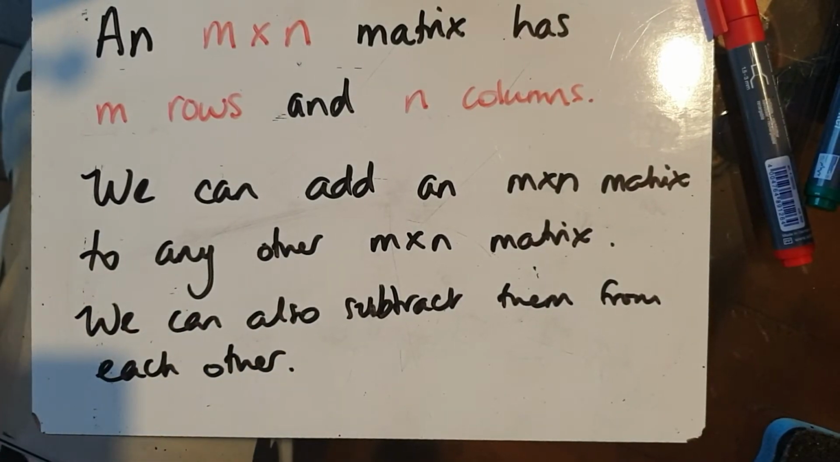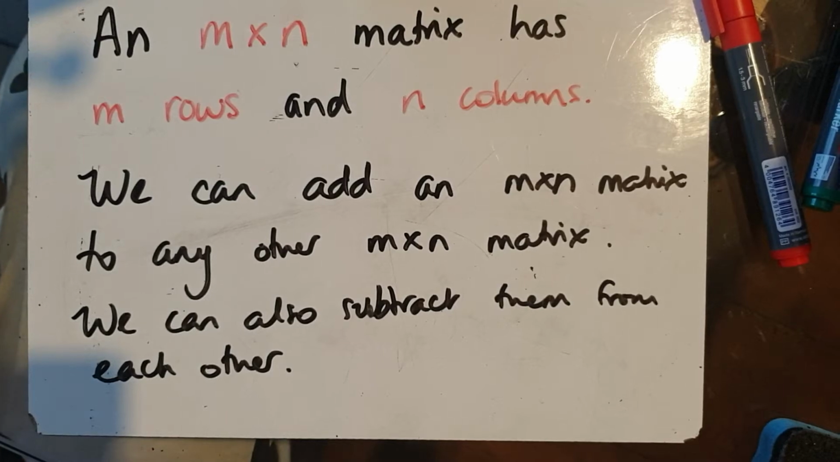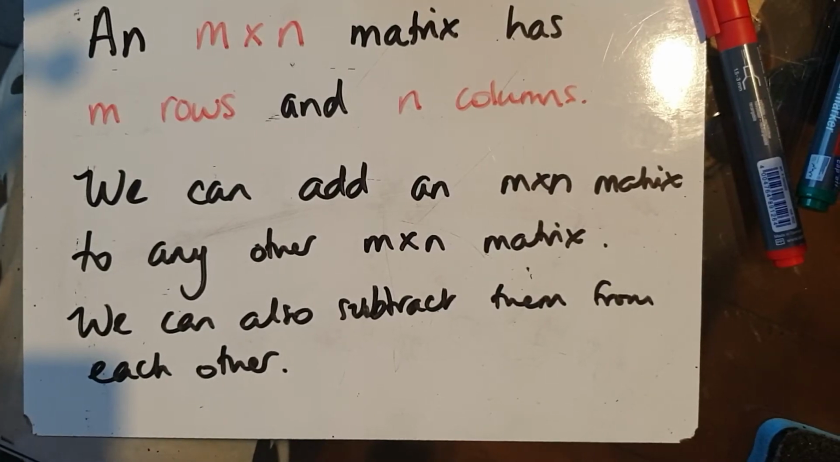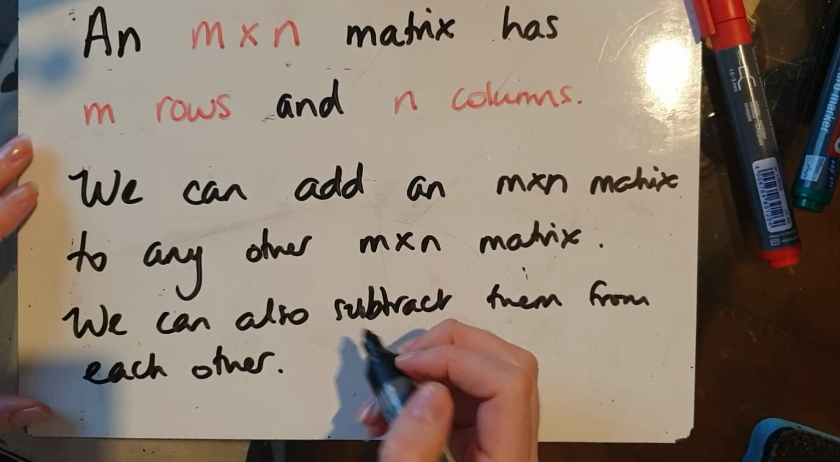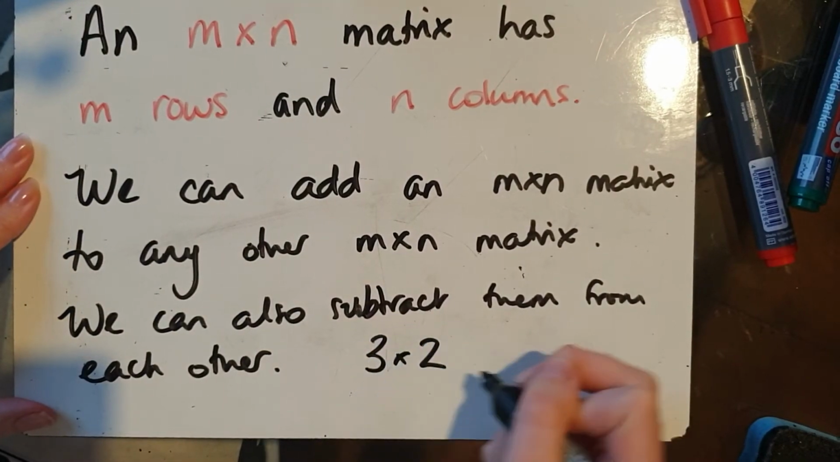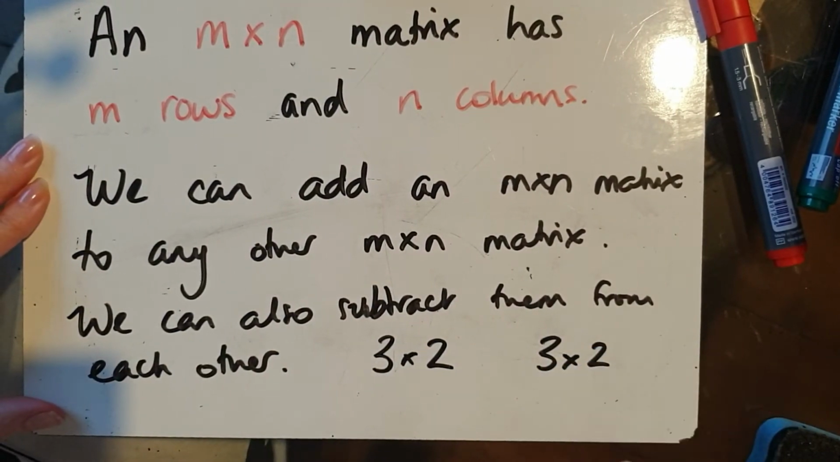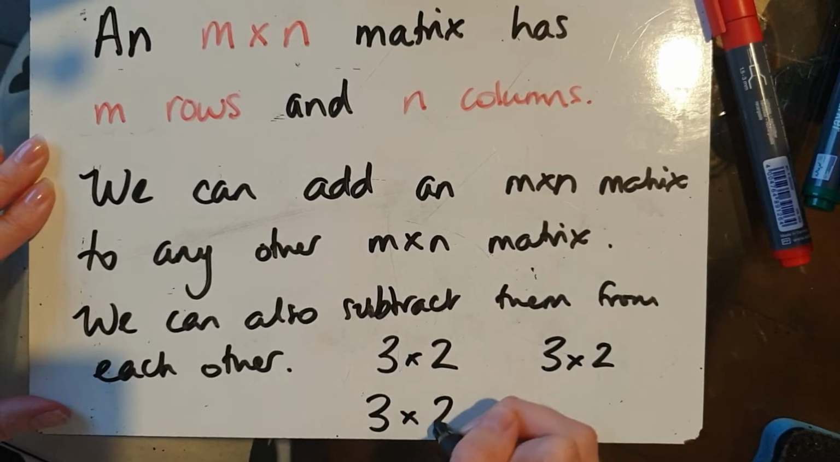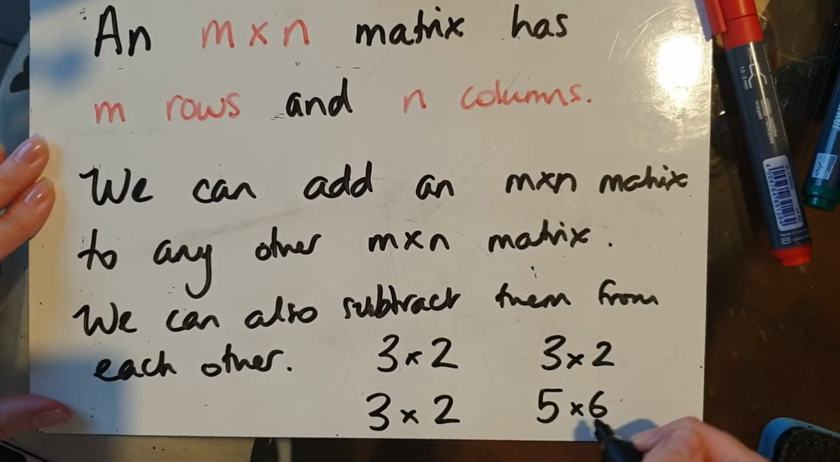However, you cannot add two matrices together if they have different numbers of rows or different numbers of columns. So we could add a 3 by 2 to a 3 by 2, but we could not add a 3 by 2 to a 5 by 6.